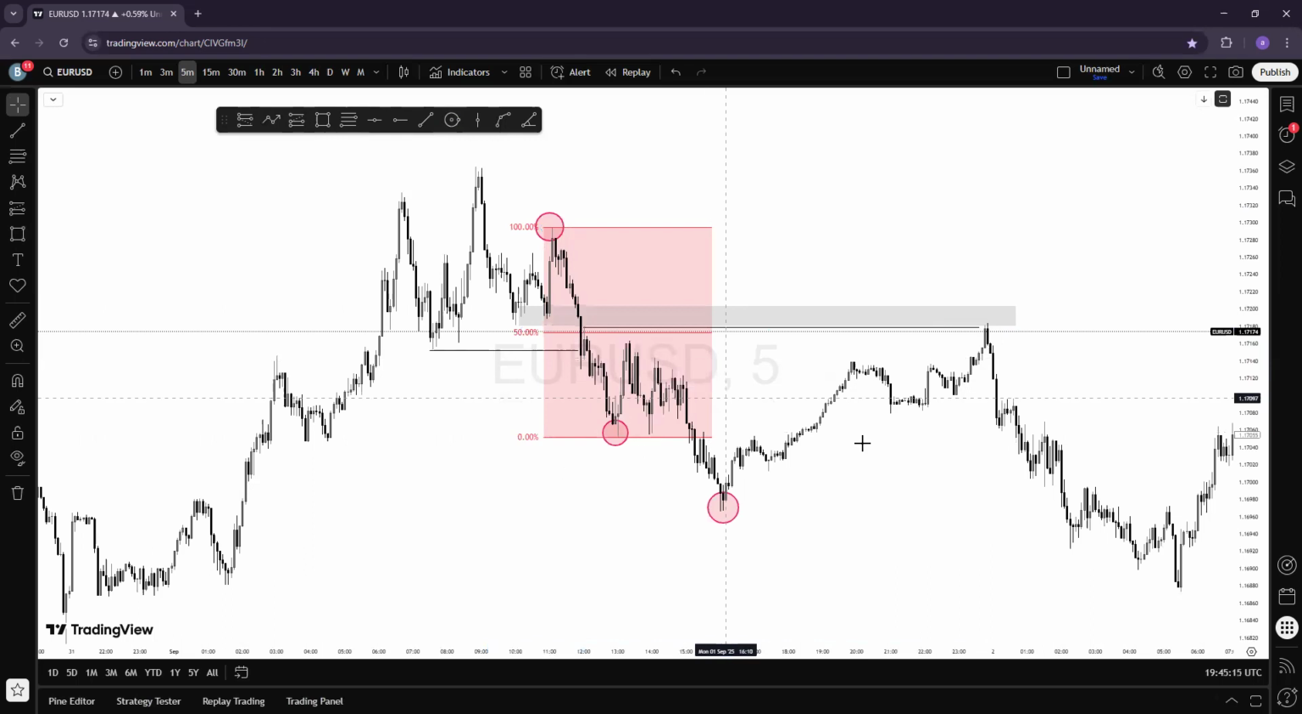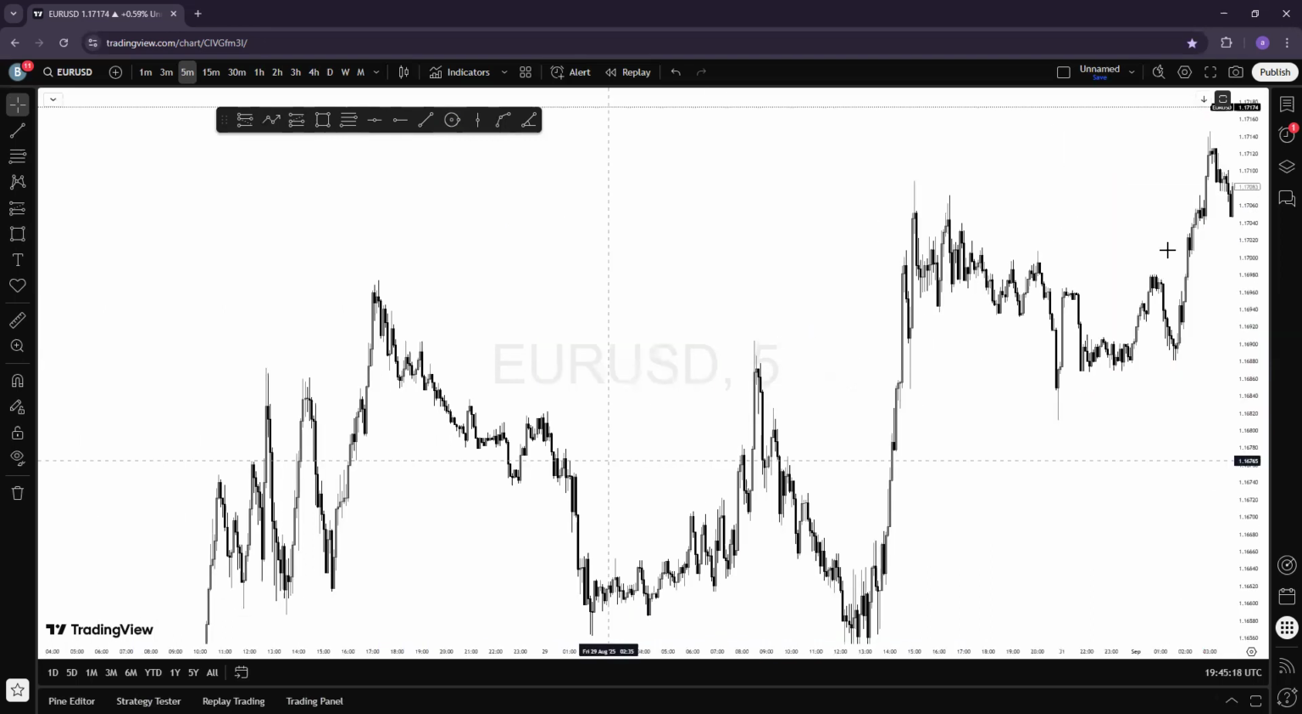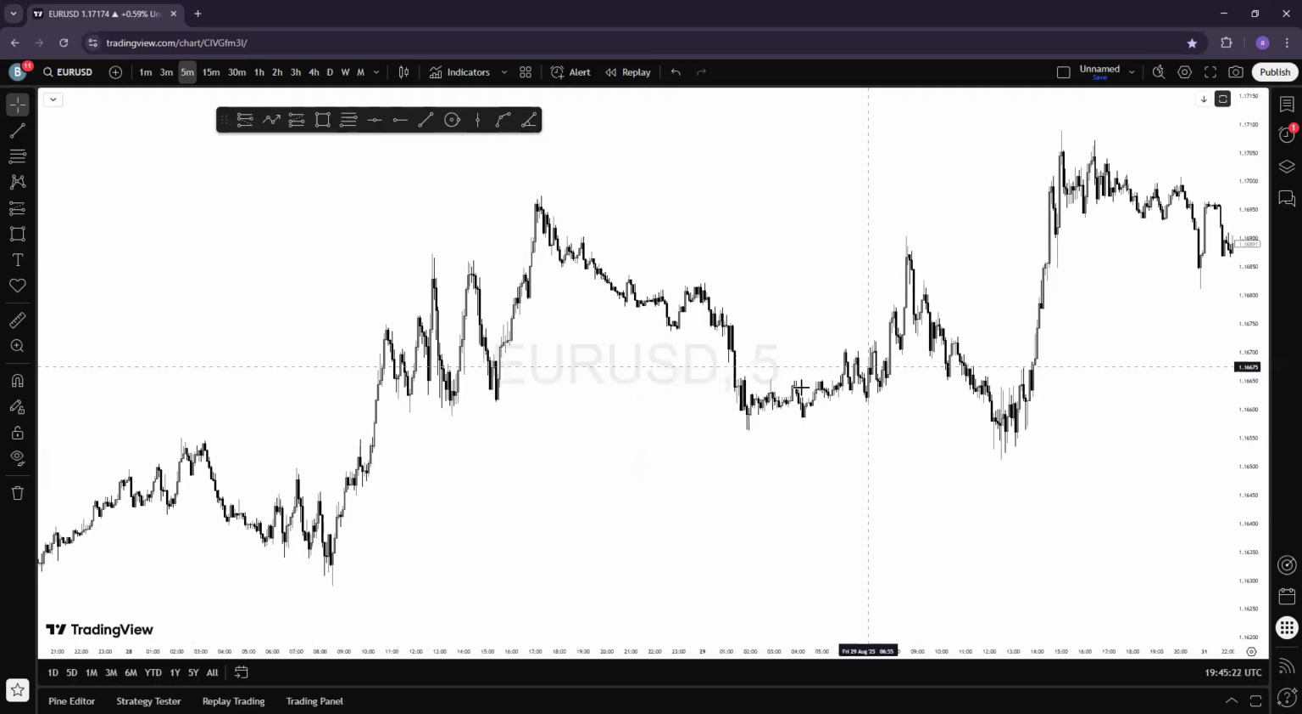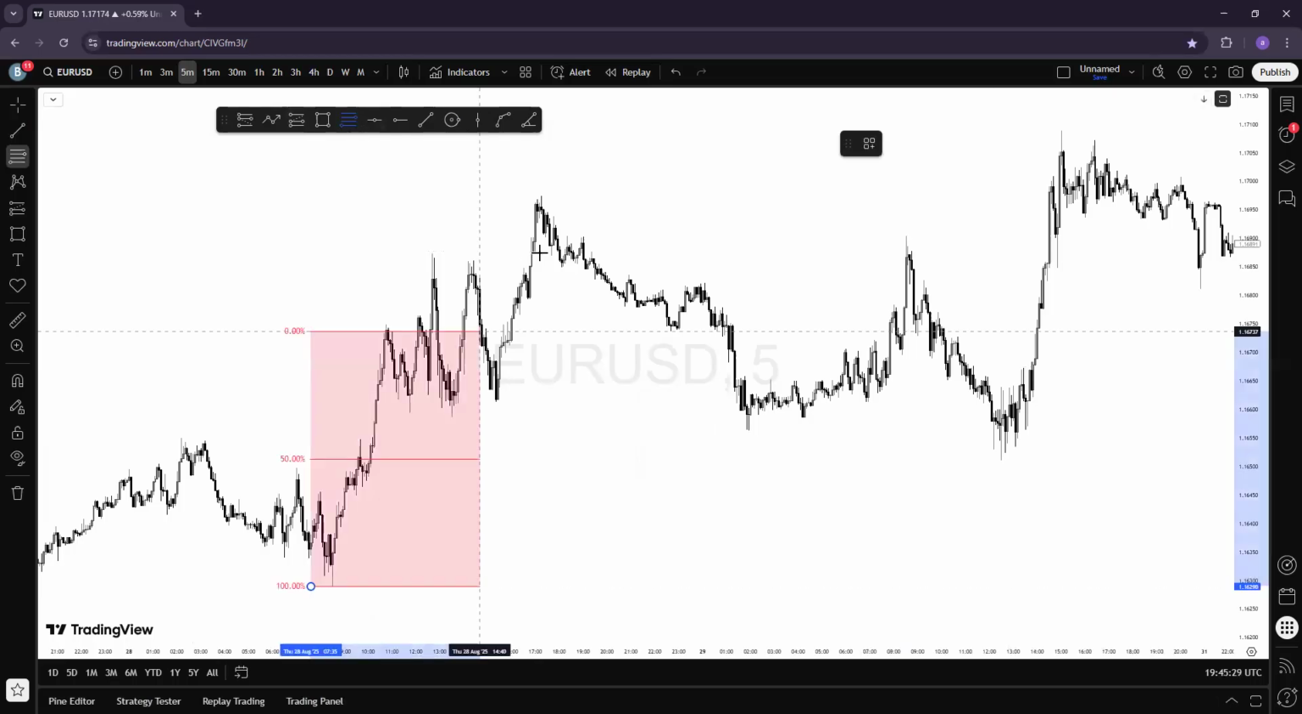I want to look for an example of an incomplete pullback. Okay, that one was a valid sell. I think I've seen one. This is it.